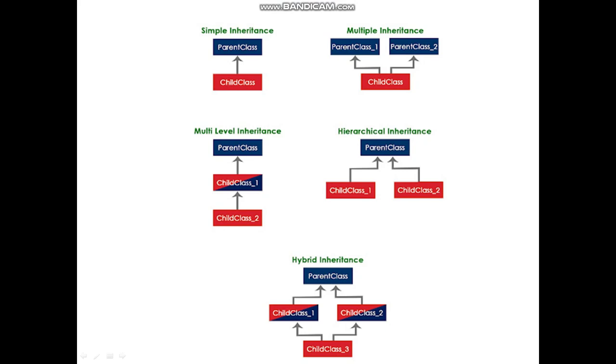And what is the lower part? From the 2 parents they are inheriting. So this is multiple inheritance. So it is a combination of hierarchical and multiple inheritance. Got it? So this is how all the inheritances work, and we are going to see an example of how you can do inheritance using programming.